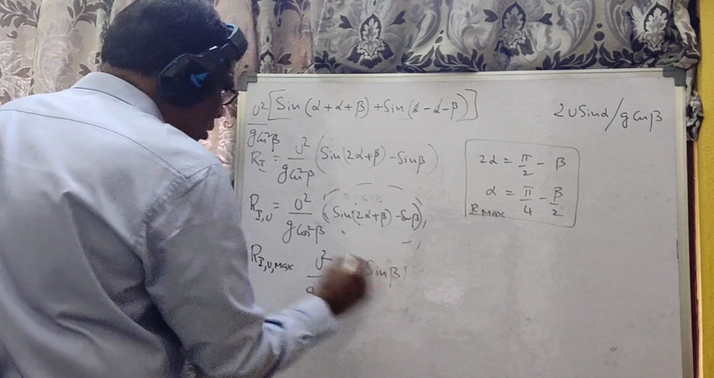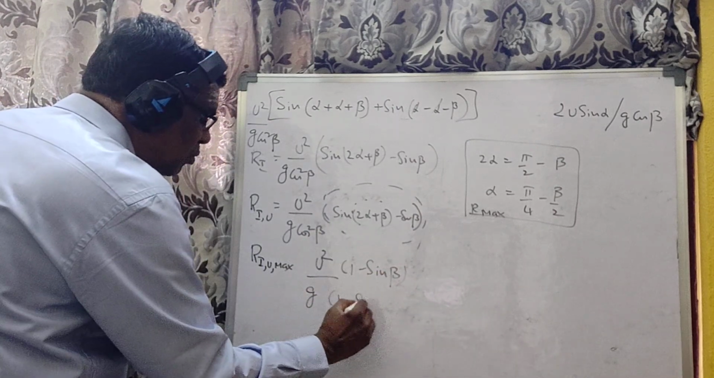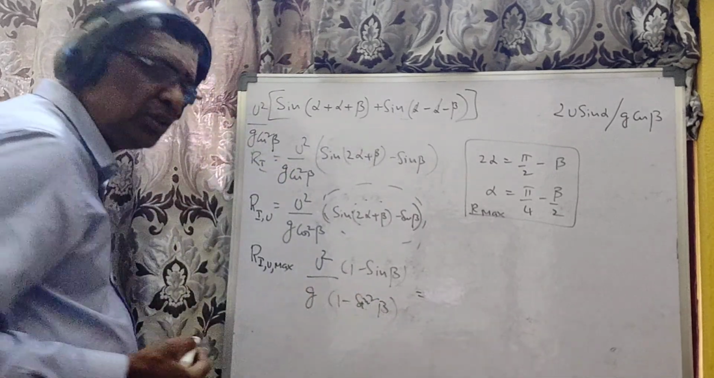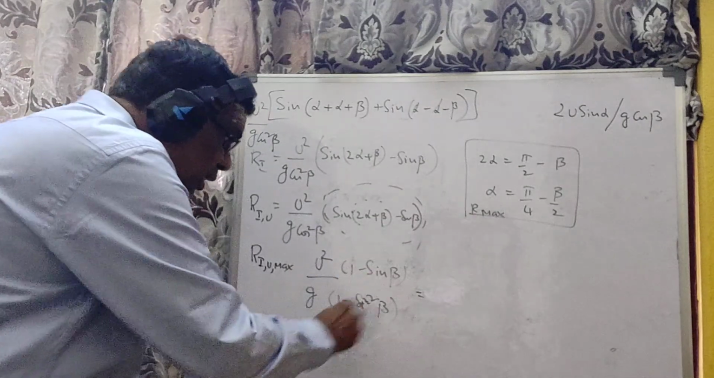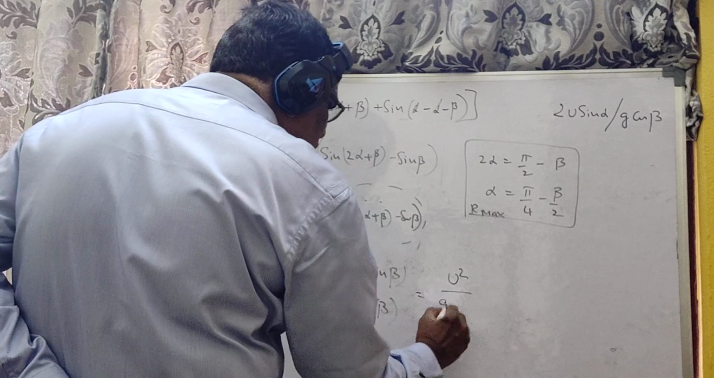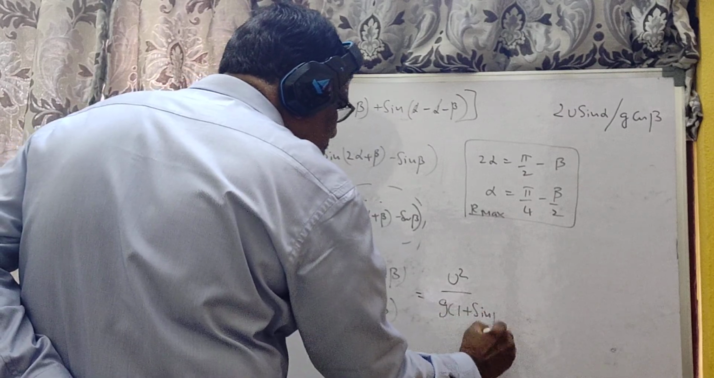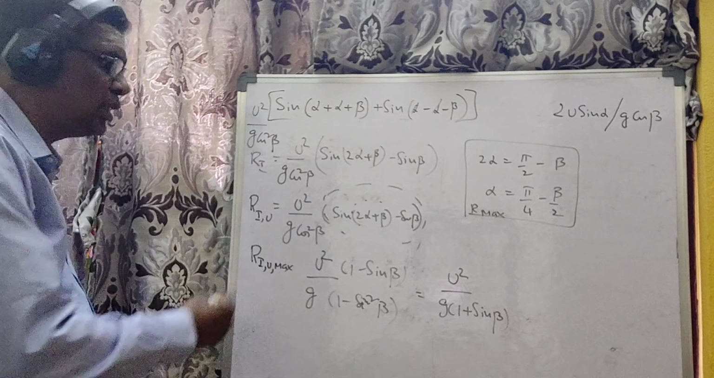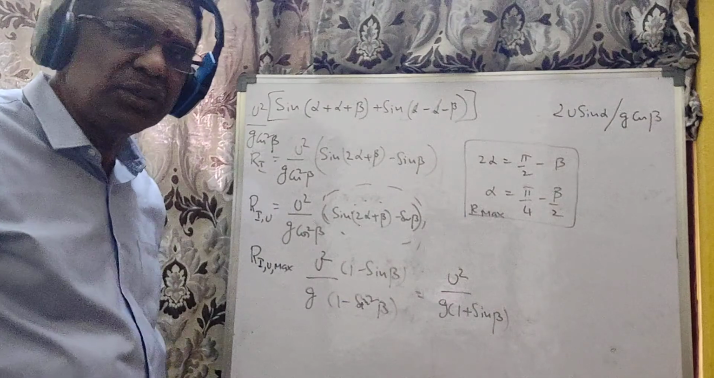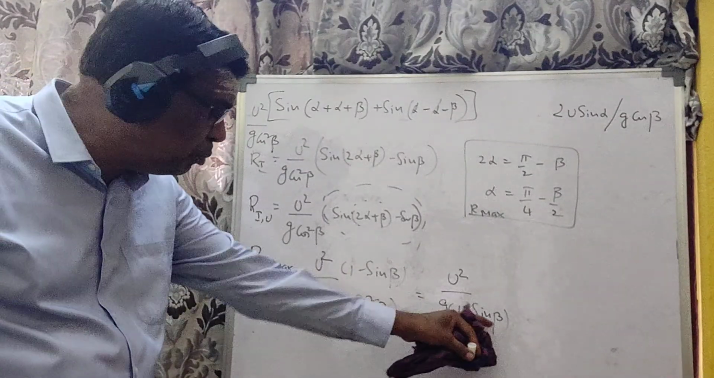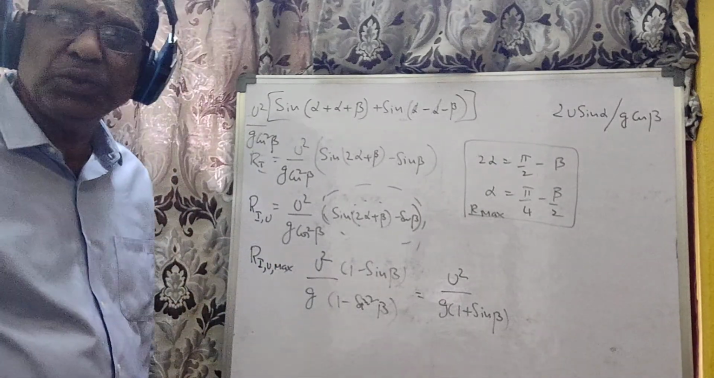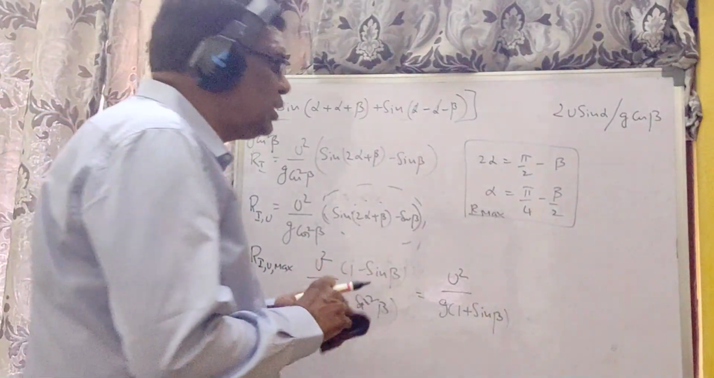But what is this? Cos square is 1 minus sine square beta. You can write a plus b into a minus b form. A minus b gets cancelled. Now that leaves you with u square by g. This is the R max, or you project it up the incline. This is what you're going to get. Now, as I said, if you put beta 0, you will automatically get this maximum range as u squared by g. Let me tell you another interesting fact.